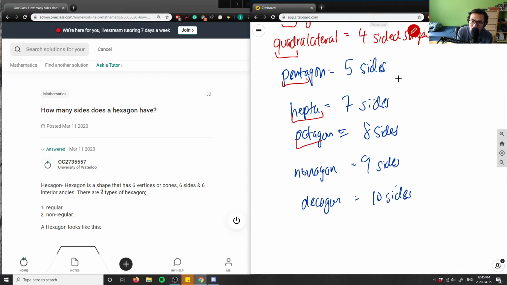Octagon is oct, so there's 8 sides. Nonagon is 9. Decagon here is 10. So again, these are all the prefixes, and they help us define how many sides a polygon has. So these are all good prefixes.